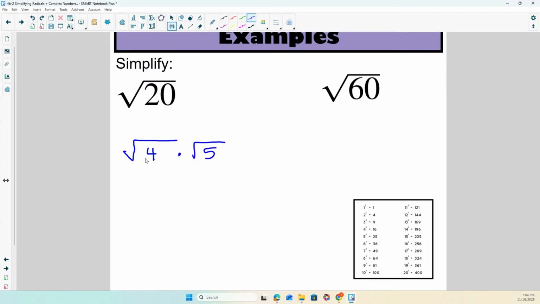Now 4 is a perfect square and the square root of 4 is 2. So we're going to take the square root of 4, and since 5 is a non-perfect square, we're going to keep it under the radical sign, and so this will be your final answer.